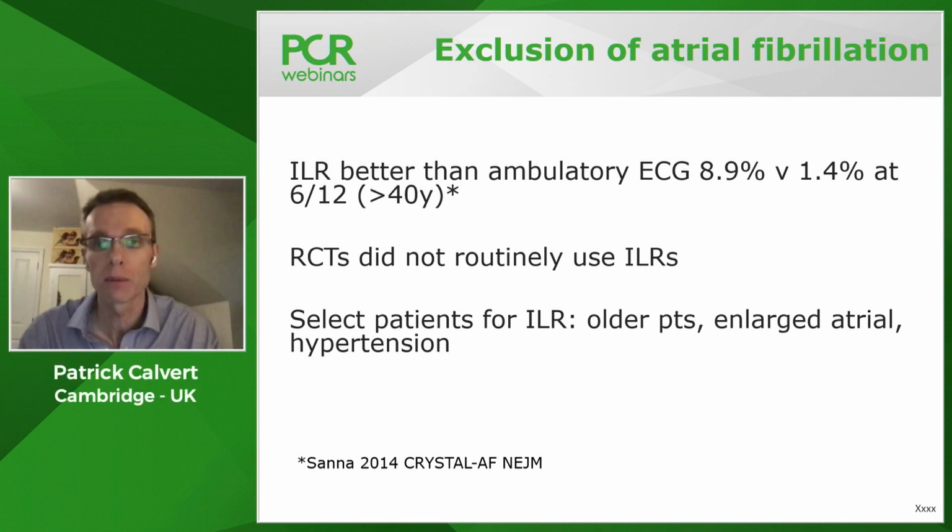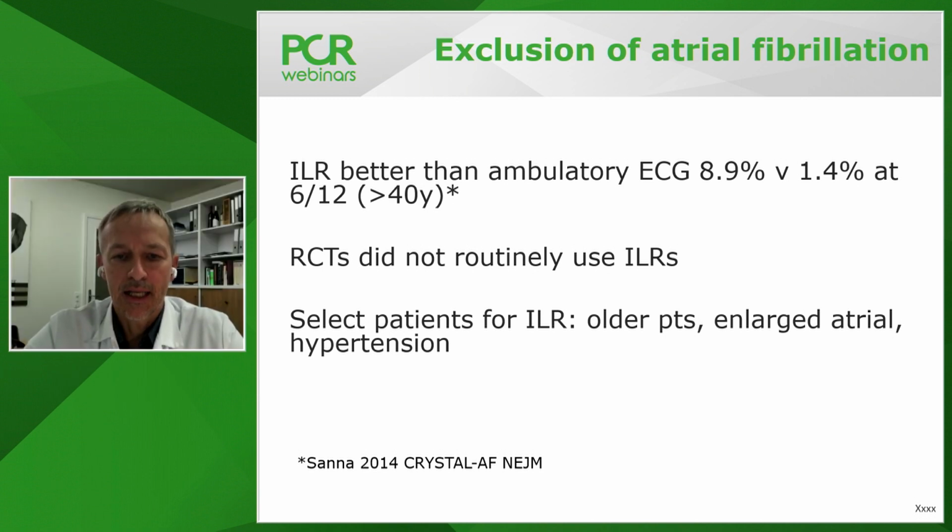Of course, they were originally syncope monitors, but clearly now in these days, they've got quite good AF algorithms. Can you tell me a little bit about the pros and cons of detecting atrial fibrillation with a loop recorder as compared to, say, the standard ambulatory ECG?